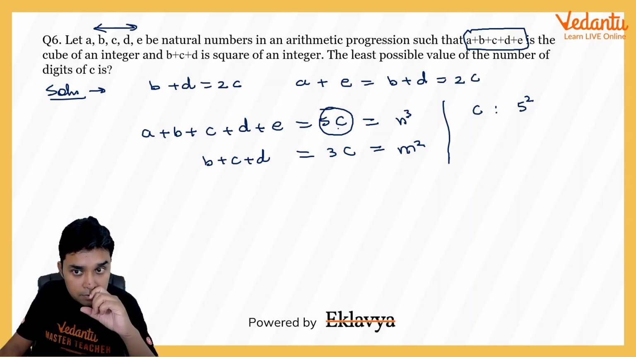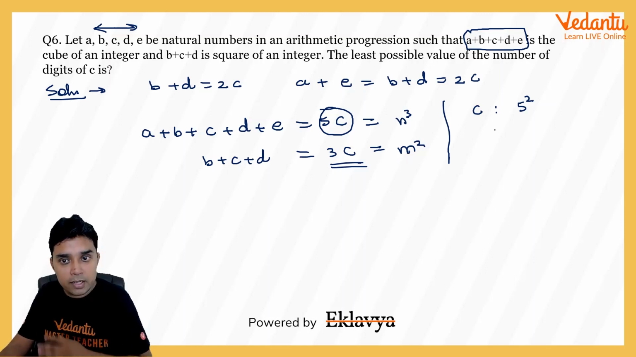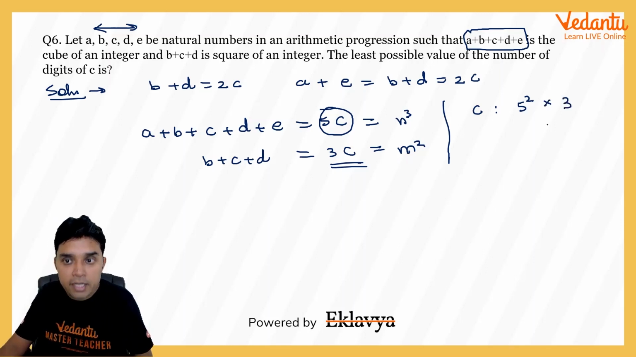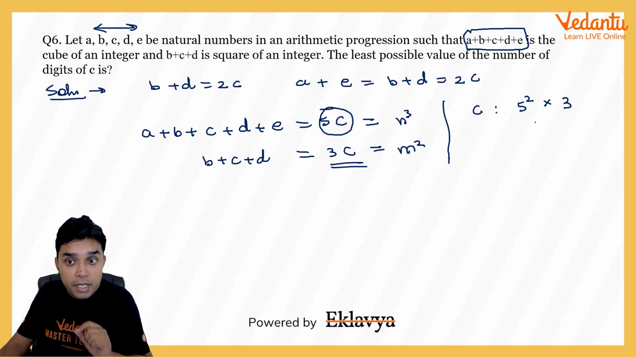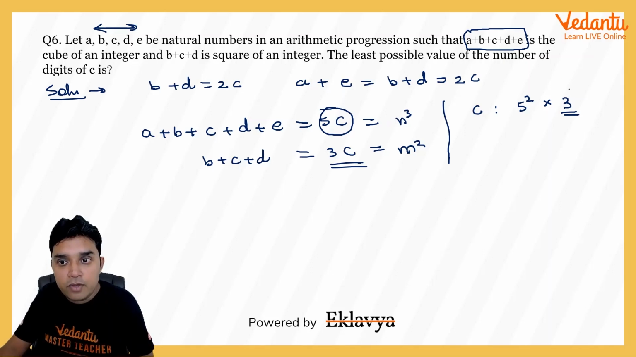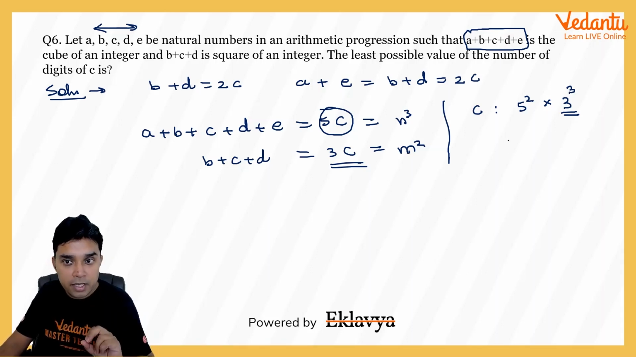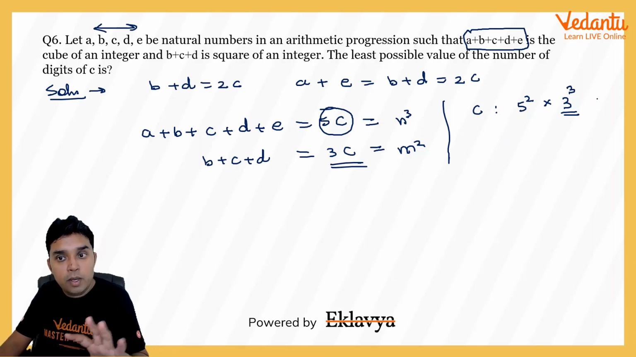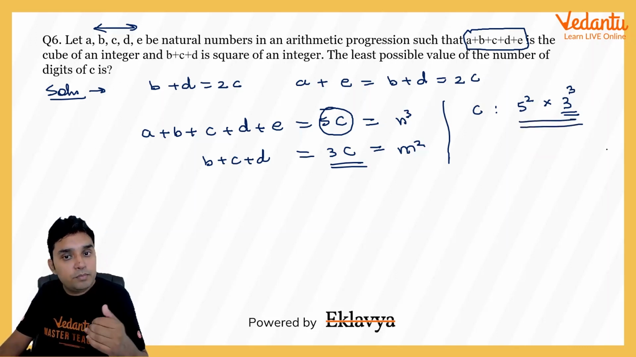Similarly, if you say that 3C is a perfect square, then C should also have 3 in it, so that it has 3 square in it, which is a perfect square. But if you take C as only 3, then 5C cannot become a whole cube, which means I have to have at least 3 cube in the prime factorization of C. And now you can check. If I take 5 square and 3 cube, I think both relations are satisfied, because 5 into C will give you a perfect cube and 3 into C also gives you a perfect square.